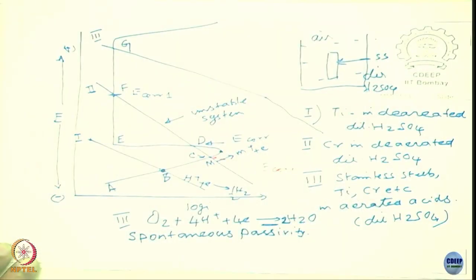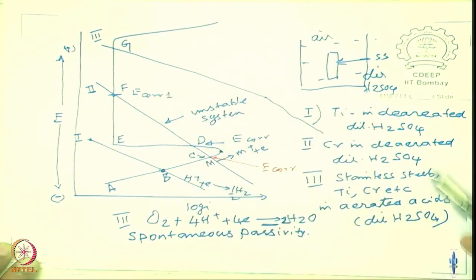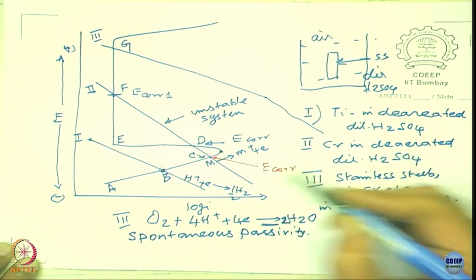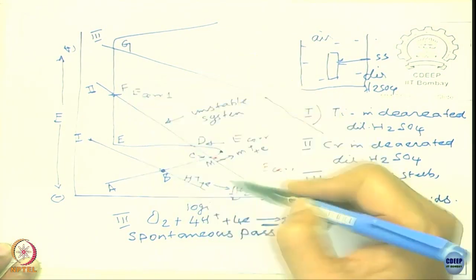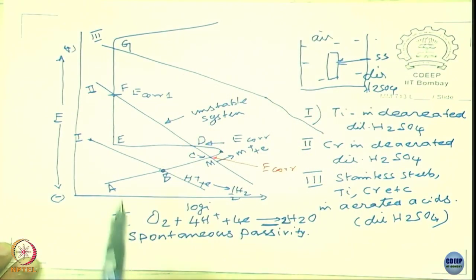Okay. So, this is how you look at it from the engineering perspective, which of these things can happen. And these are systems where chromium in deaerated sulfuric acid is uncertain. You may have a high corrosion rate, it may have a low corrosion rate, okay. Both are possible. We will see this in the subsequent discussion and how these things really happen.